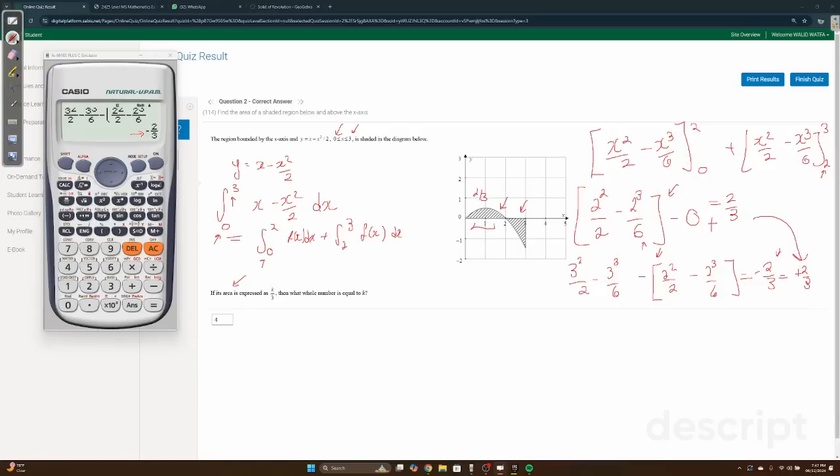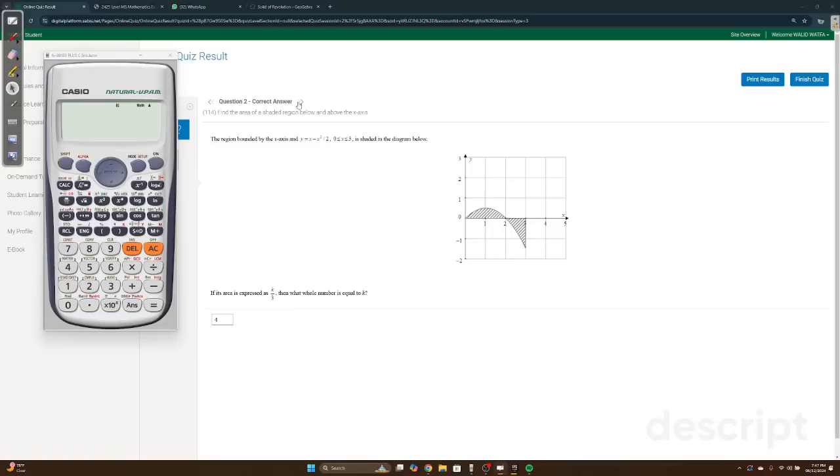Now, can I add them? Yes. 2 over 3 plus 2 over 3 is obviously going to be 4 over 3. And they're saying k over 3, so your k will be 4. Question 3.